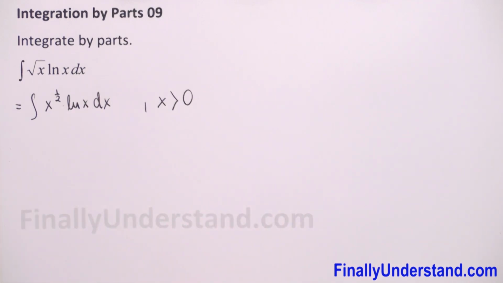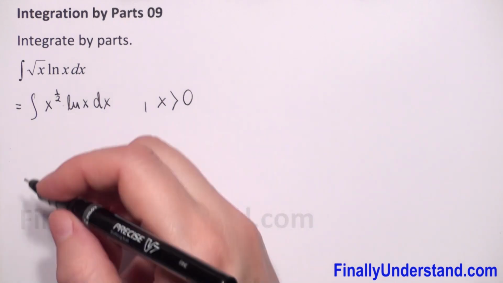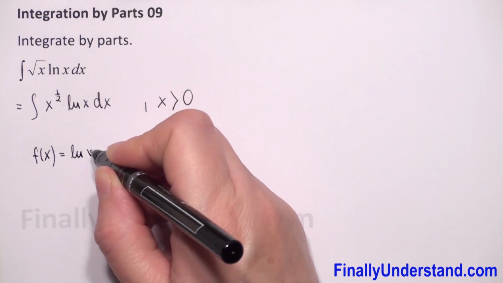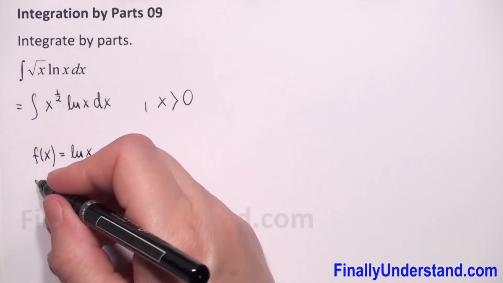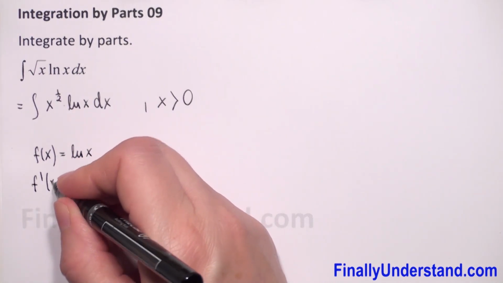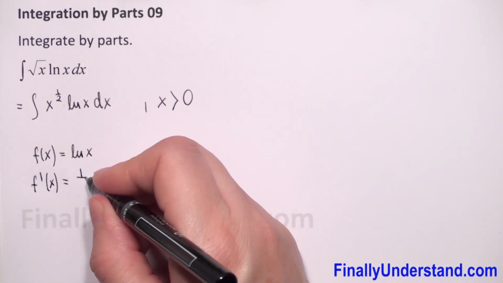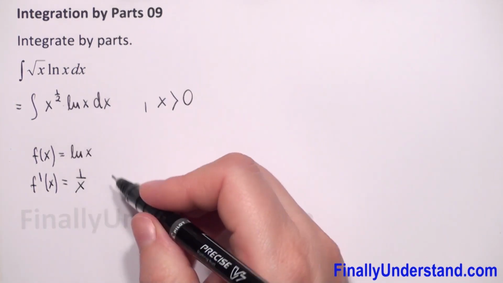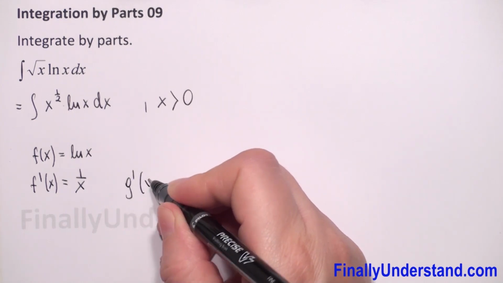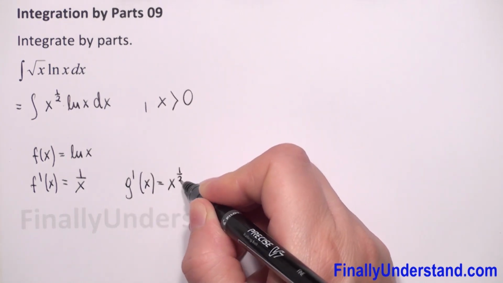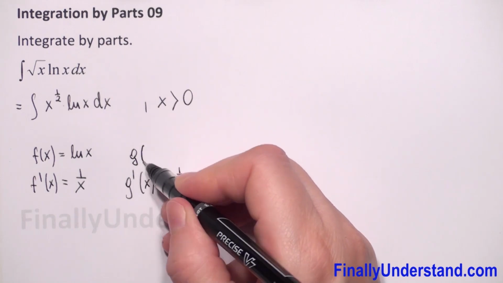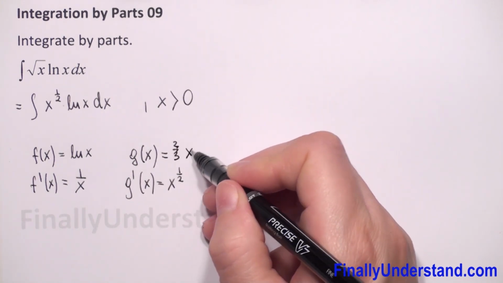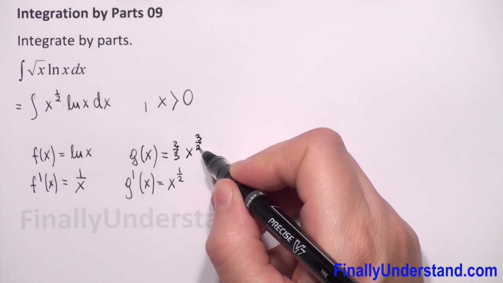When we use the integration by parts formula, I will put for f of x natural logarithm of x. And now the derivative of f will be 1 over x. What is left? Our x to the 1/2 power. This is our g prime. And now we need to find the antiderivative. So this is equal to 2/3 x to the power 3/2.